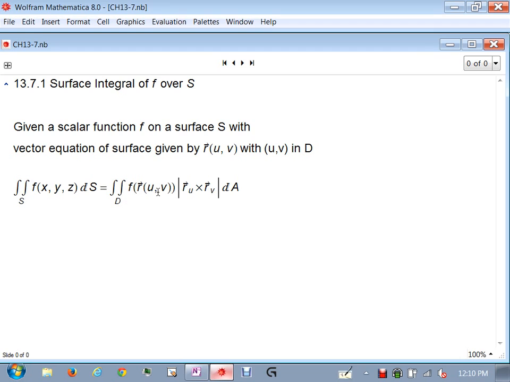What the heck is f of r(u,v) again? What did that mean really for us? This was purely notation. It means you take the f function. For x, you plug in the x component of r. For y, you plug in the y component of r. And then for z, you plug in the z component of r. Then what is this right here? It's all this right here.